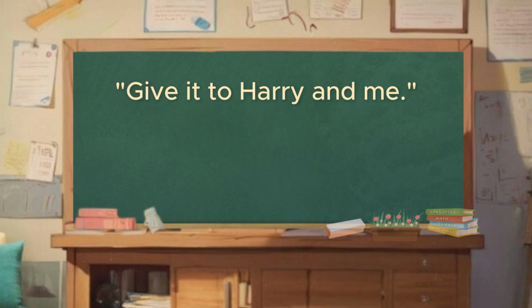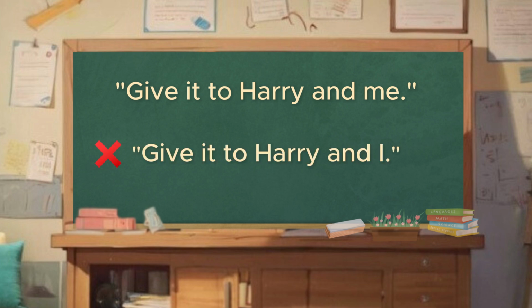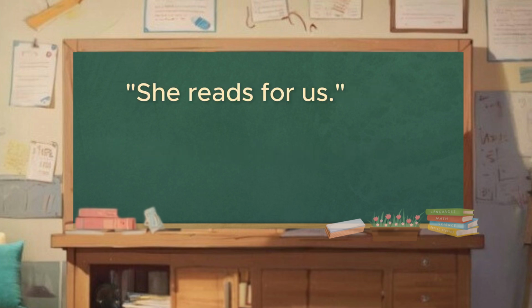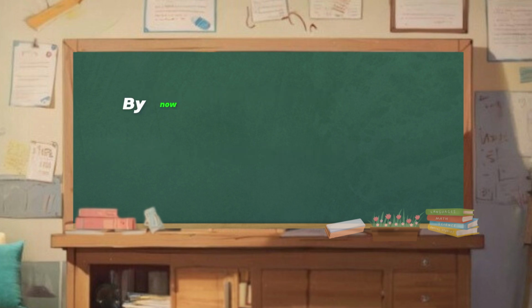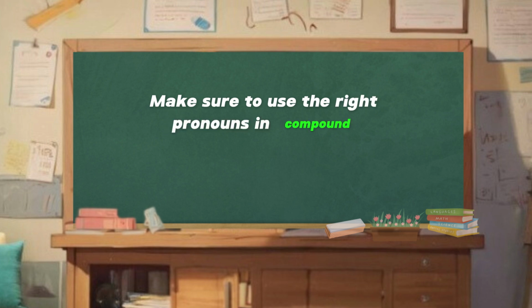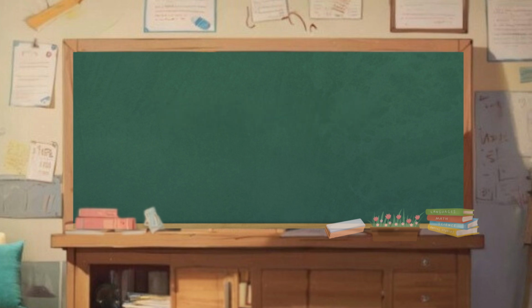For example, give it to Harry and me. After the preposition to, you need the object pronoun me. You wouldn't say, give it to I. Similarly, she reads for us, not for we. After prepositions like for, to, or with, always use the object pronoun. By now, I hope you're getting the hang of it. Subjects usually go first and do the action while objects receive the action. Make sure to use the right pronouns in compound subjects and objects too.